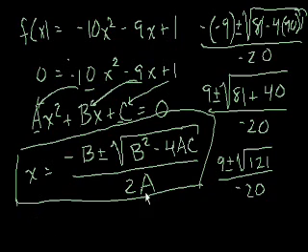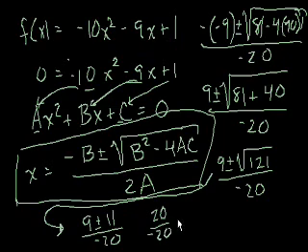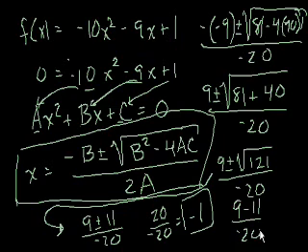So I'll go here. Hope you don't lose track of what I'm doing. So this is 9 plus or minus 11 over minus 20. If we said 9 plus 11 over minus 20, 9 plus 11 is 20, so it's 20 over minus 20, which equals negative 1. So that's one root. And then the other root would be 9 minus 11 over negative 20, which equals minus 2 over minus 20, which equals 1 over 10. So that's the other root.